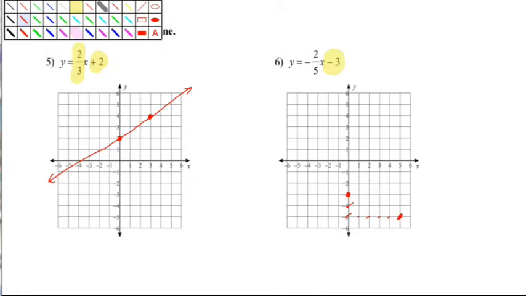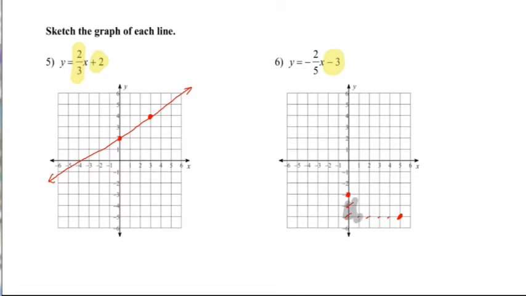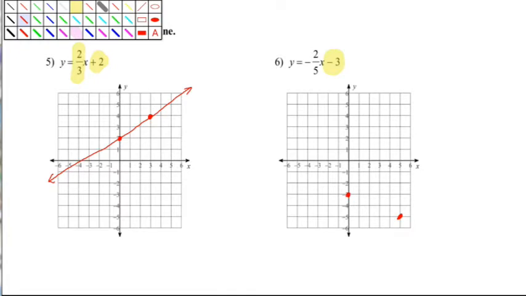I'm going to clean up these other hash marks that we put in there. And I'm going to draw a straight line through those 2 points. And that becomes the graph of this particular equation.